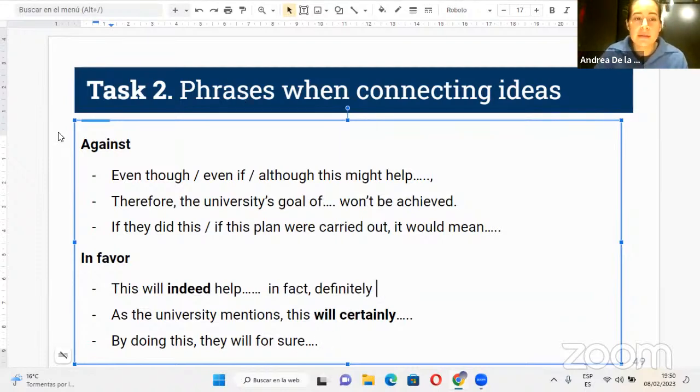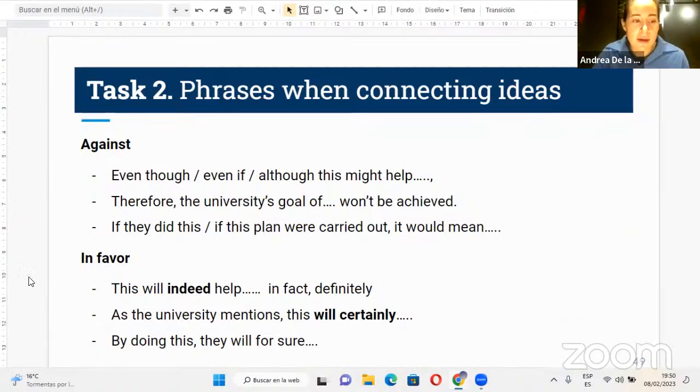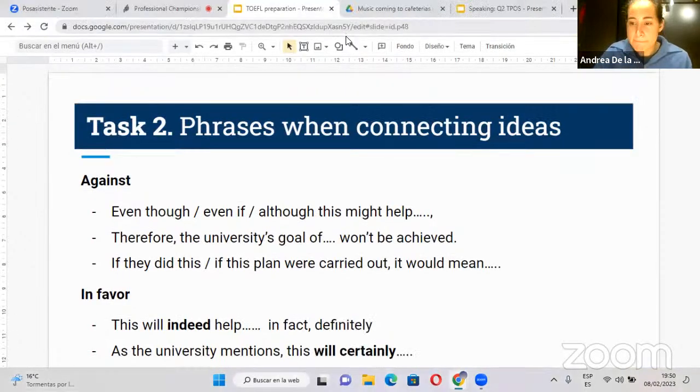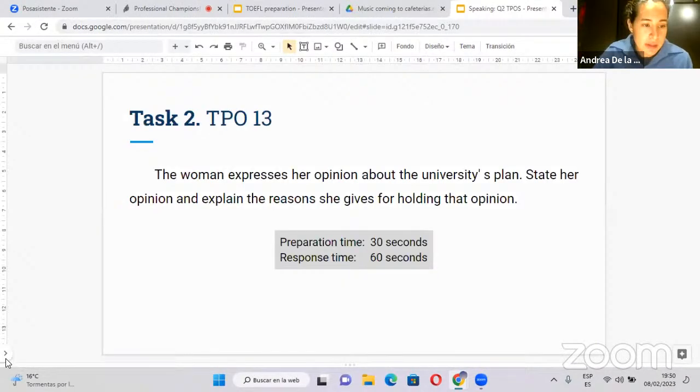These are some ideas in case you don't know what to say or you want to use them. Okay, guys? Any questions about this? No? All right, let's do one more before we go.